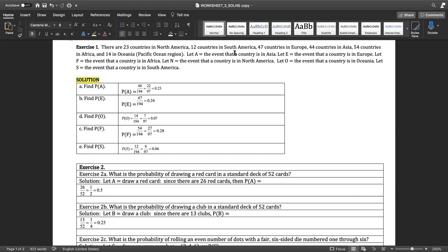Okay, 12 countries in South America, 47 countries in Europe, 44 countries in Asia, 54 countries in Africa, 14 in Oceania. I don't know if I'm pronouncing that right. Oceania. Okay. So the idea is, if you consider each of those outcomes, that is picking a country from one of these regions, you would assume that you're picking these at random, okay?